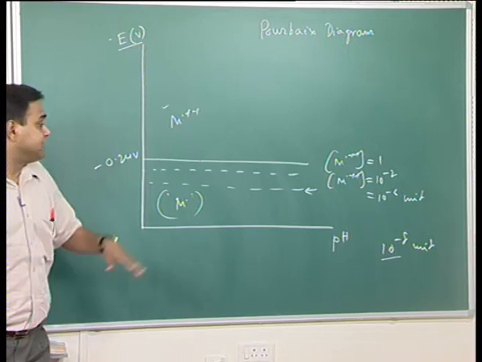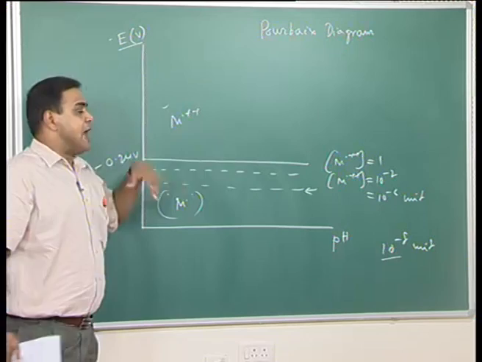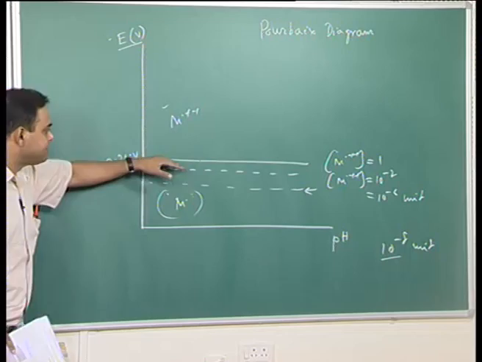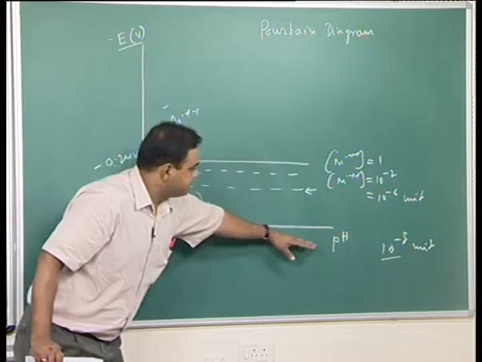So, then what would be the position of Ni++? The Ni++ position would always be above this line, and this line is coming because it is pH independent, because this is my equation. And if I would like to plot this equation in the E versus pH diagram, then it should be a horizontal line parallel to the pH axis.